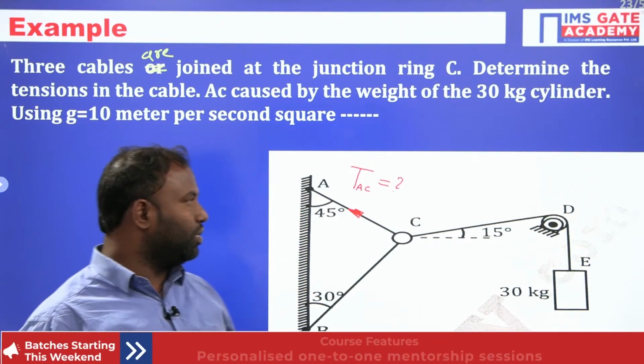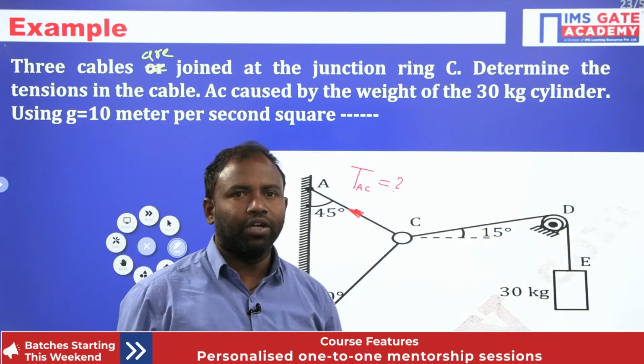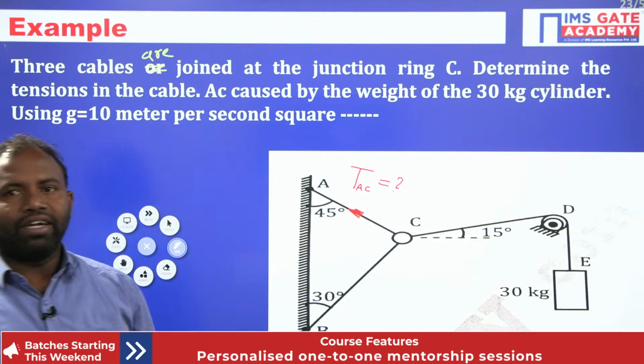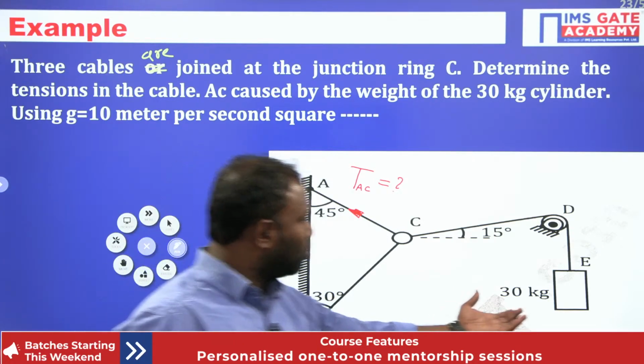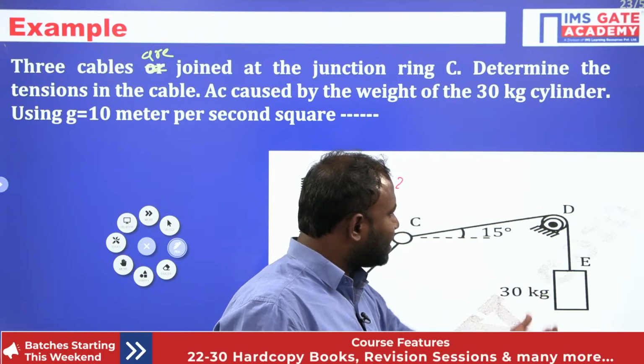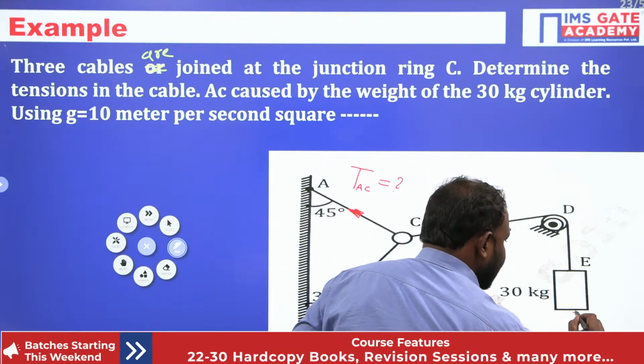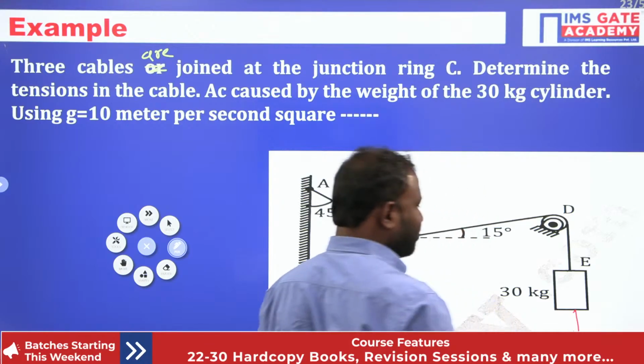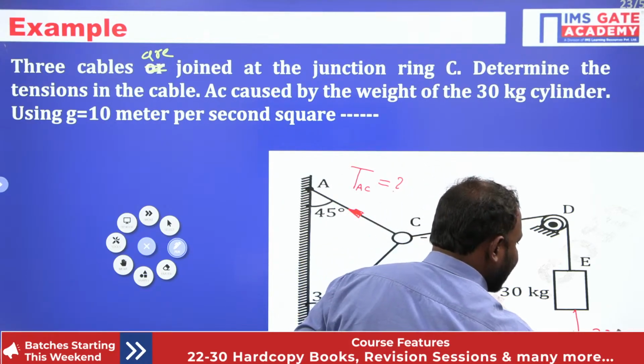Okay, that we need to calculate. Clear everybody, guys? Hope you understand. Right, now let us move forward. First consider that the block of weight is acting downward, 30 kg acting downward.